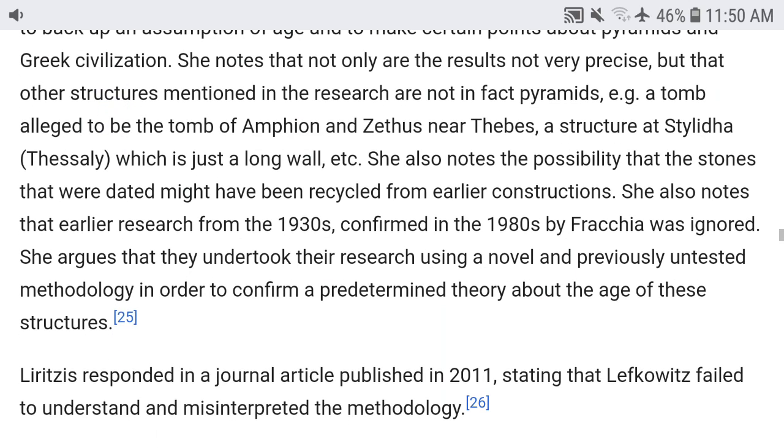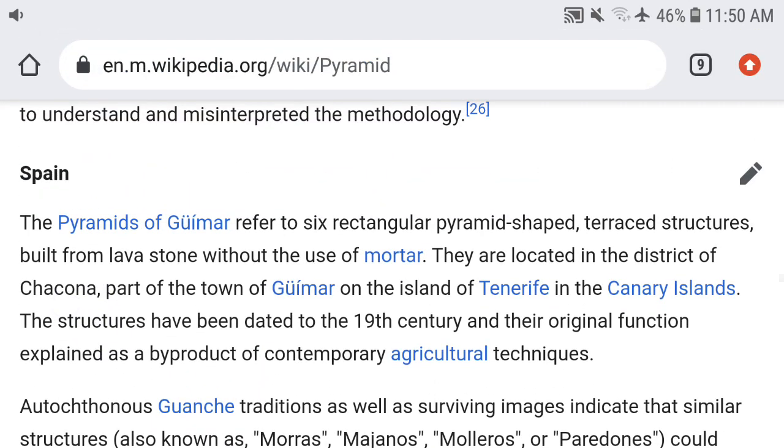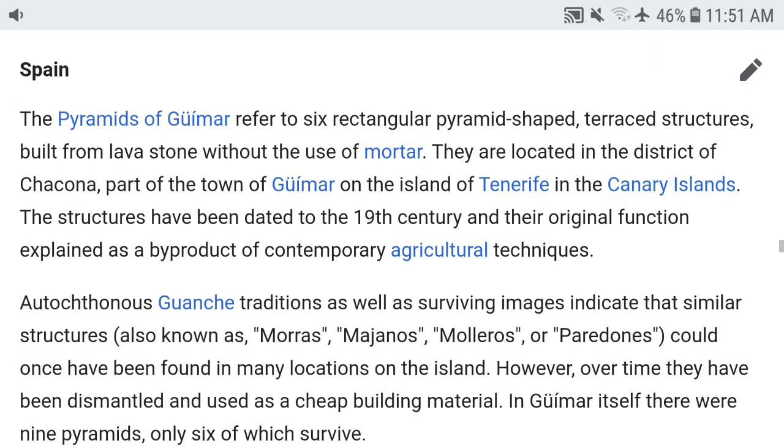Okay, there's a lot of this as well. Oh, the next one will be in Spain. The pyramids of Güímar refer to six rectangular pyramid-shaped terraced structures built from lava stone without the use of mortar. They are located in the district of Chacona, part of the town of Güímar, on the island of Tenerife, in the Canary Islands. The structures have been dated to the 19th century, and their original function explained as a byproduct of contemporary agricultural techniques.